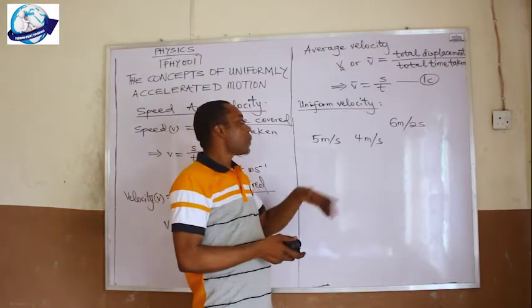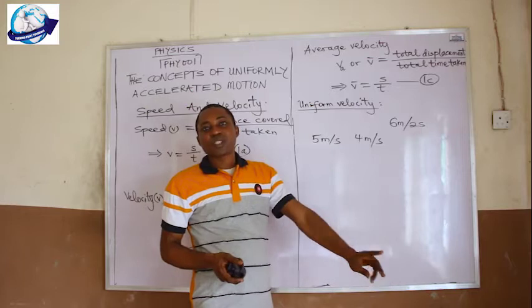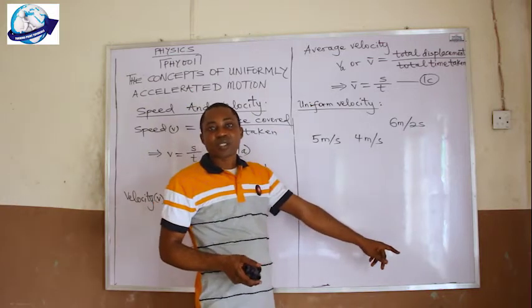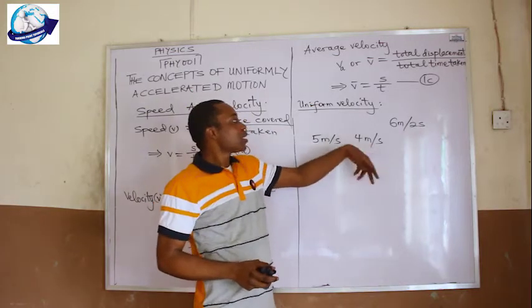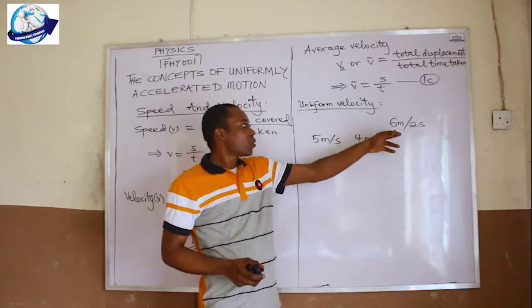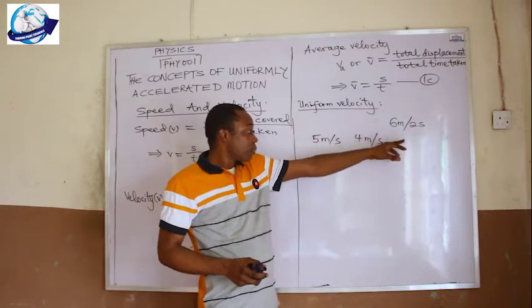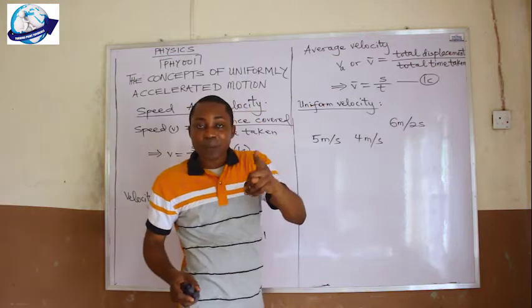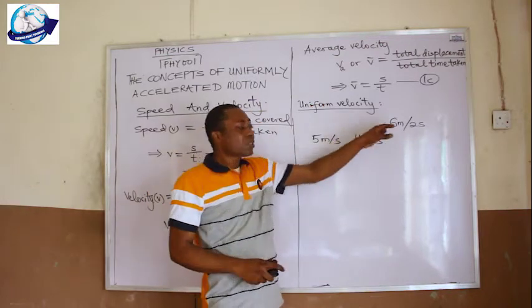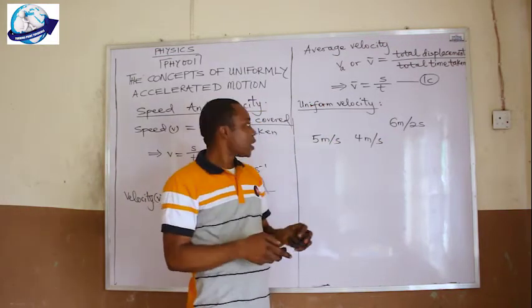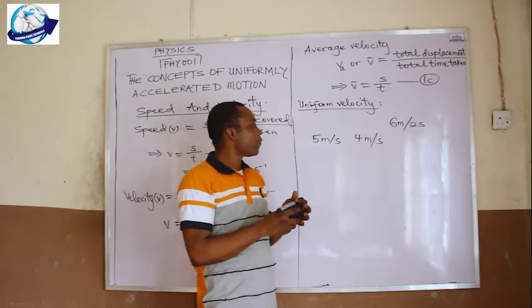Or you can say 4 meters per second means that for every 1 second that passes by, you must have covered 4 meters in your movement. In the case of 6 meters per 2 seconds, this means that for every 2 seconds that pass by, you must have covered 6 meters. These are examples of uniform velocity.